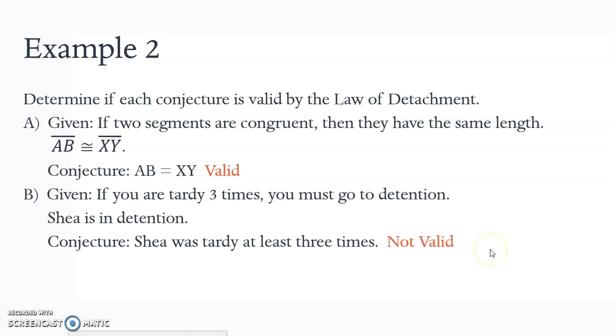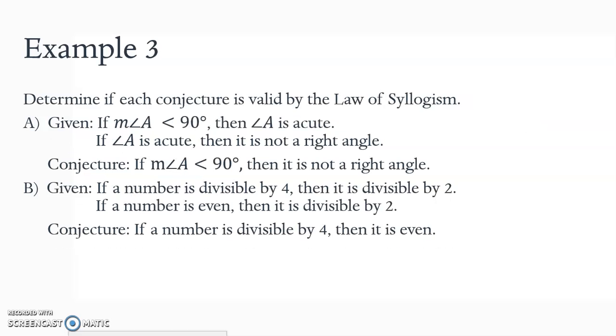So when you're dealing with the law of detachment, remember the fact they give has to be about the beginning of the conditional. And the conjecture they give has to be about the ending of the conditional. Otherwise, it's not valid. Okay? Let's take a look at the law of syllogism next. In example 3, they want us to determine if the conjecture is valid by the law of syllogism.